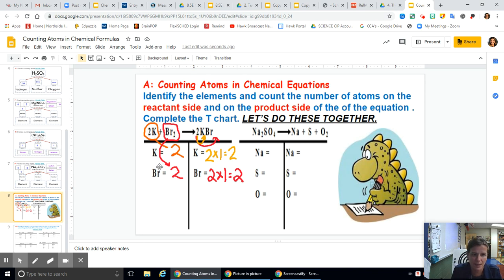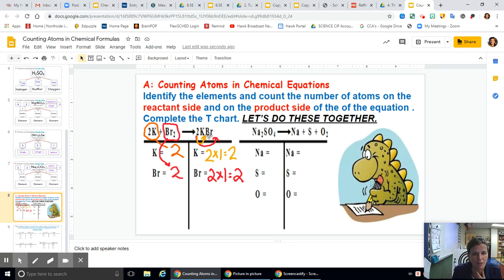So the first thing you want to do is list your elements that you find on your reactant side. So I see a K for potassium, and then I see a Br for bromine. So next, what we're going to do is count the elements for each. So there is a coefficient in front of the K. So I have 2 molecules of potassium. Okay, bromine, however, doesn't have that coefficient in front of it. It's separated by a plus sign. So you're only looking at the subscript of bromine. I have 2 atoms of it.